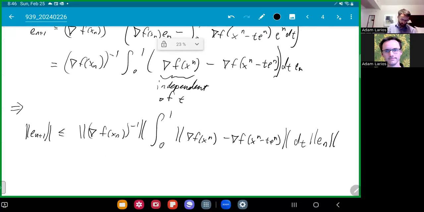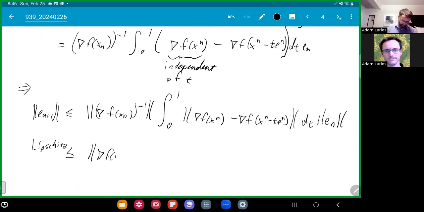We now have an En plus 1 bounded above in terms of the previous error, and we just have to deal with the rest. Now, this part might look pretty wonky, but don't forget we have the Lipschitz property. So this is bounded above by the Lipschitz property.